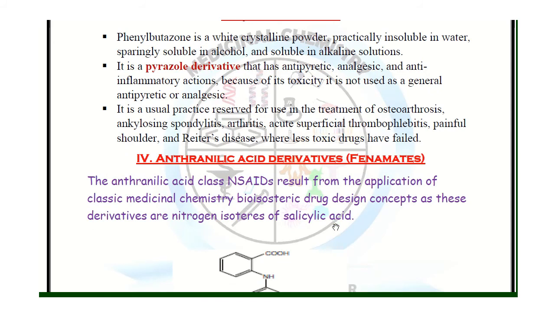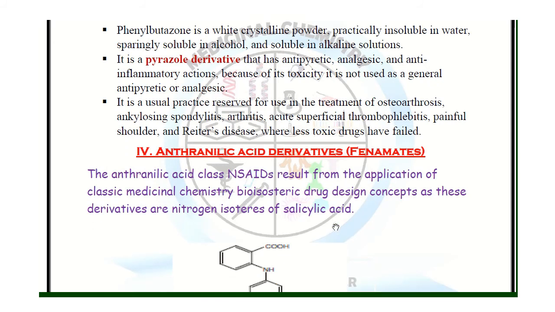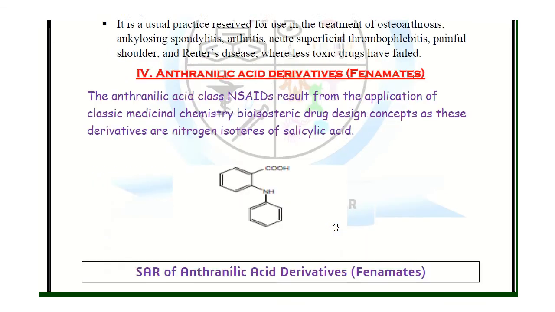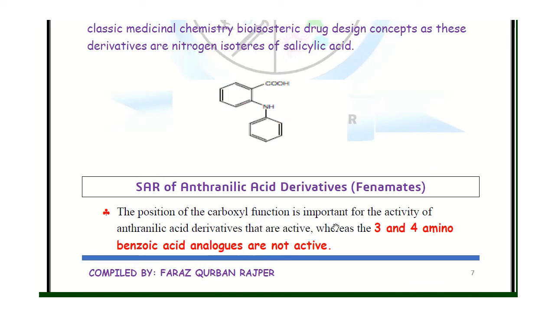The next class is the anthranilic acid derivatives, that is the fenamates. The fenamates is the name given to the anthranilic acid class of the drug. The anthranilic acid NSAIDs result from the application of classic medicinal chemistry, that is the bioisosteric drug application concepts. This is the anthranilic acid ring nucleus chemical structure.